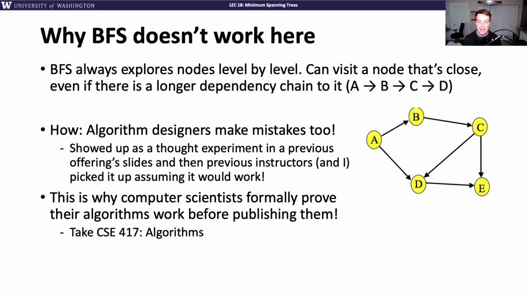Now, why did I end up spending a big part of lecture on Monday talking about breadth first search for this algorithm that doesn't work at all? Well, it's because I made a mistake, and previous instructors also made a mistake. People that write algorithms make mistakes too. How this came about in making its way into the 373 slides is it started off as kind of a thought experiment in the notes from a previous offering. And then it got adopted by a previous instructor, and then I adopted that previous instructor's slides like, oh yeah, this algorithm sounds so clever and cool. And it fits nicely in this idea of reduction. So let's talk about that. And it just doesn't work.